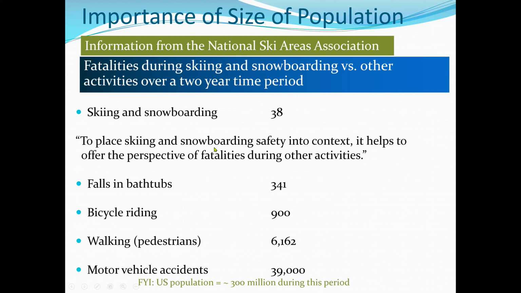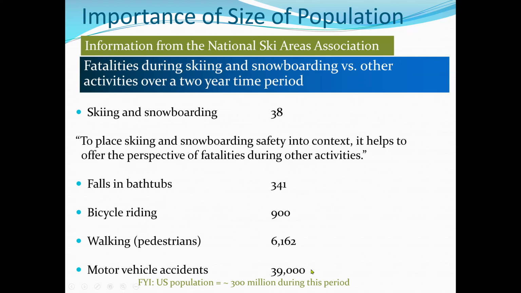Now, to place ski and snowboarding safety into context, it helps to offer the perspective of fatalities during other activities. What we're trying to do here is compare skiing and snowboarding with other activities and see which one has more fatalities. By comparing, we can even say that skiing and snowboarding is safer than falls in bathtubs, which have more fatalities within a 2-year period. Bicycle riding, almost 900 within 2 years.